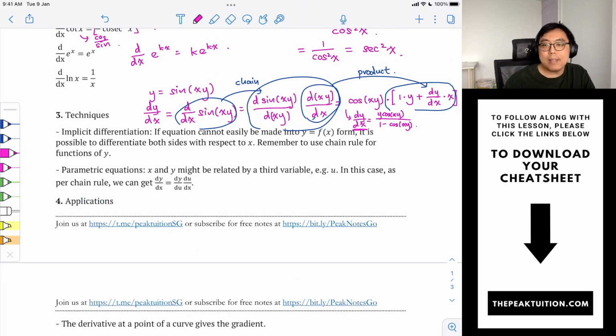Alright, and next we have parametric equations where x and y may be related by a third variable, for example u. Here, as per the chain rule, we basically get dy/dx equals dy/du times du/dx. So this is quite straightforward if they are related by a third variable. Okay?